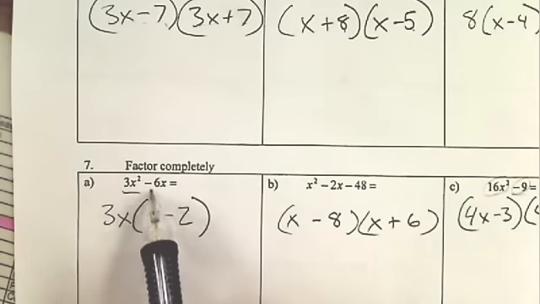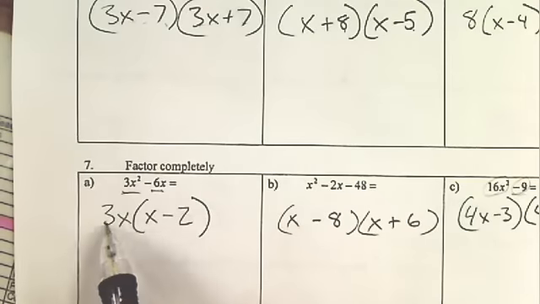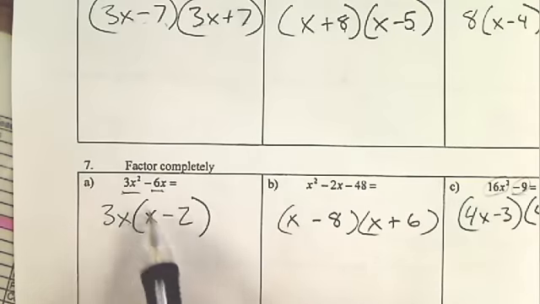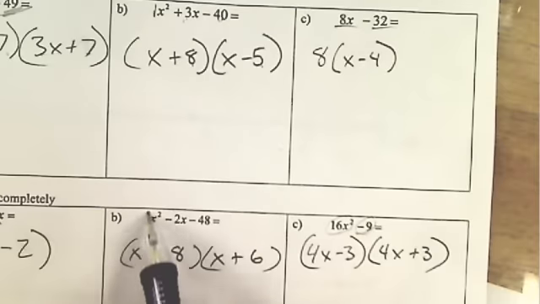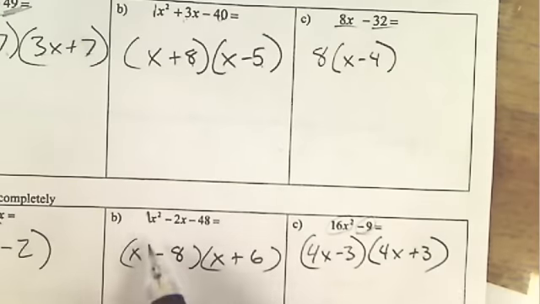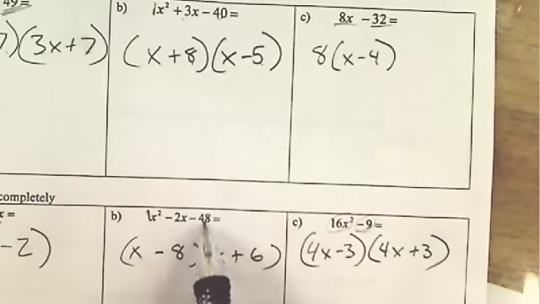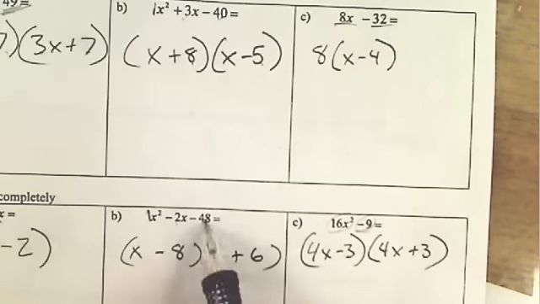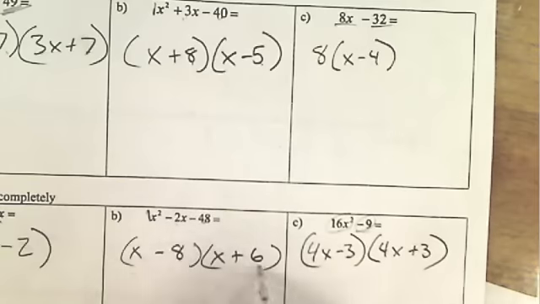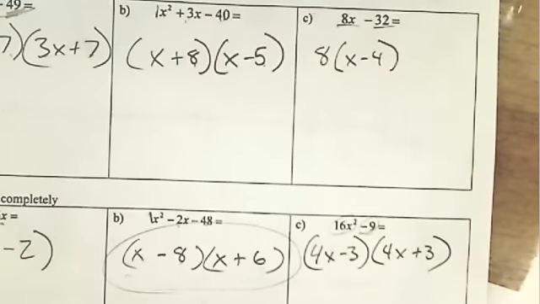Another common factor one. Pull out the common factor. 3x times x is 3x squared. 3x times -2 is -6x. There's our 1 in front of the x squared, so we can use our two numbers that multiply together to be that guy, add together to be that guy. Those multiply together to be -48. Those add together to be the -2. So there's my factors. All right, good luck on the test tomorrow.